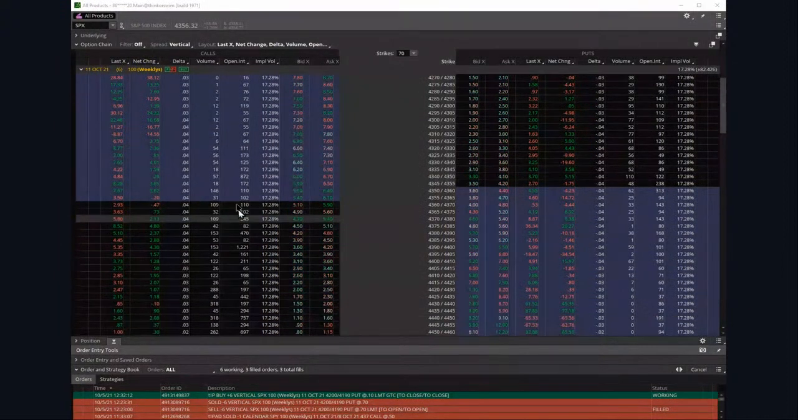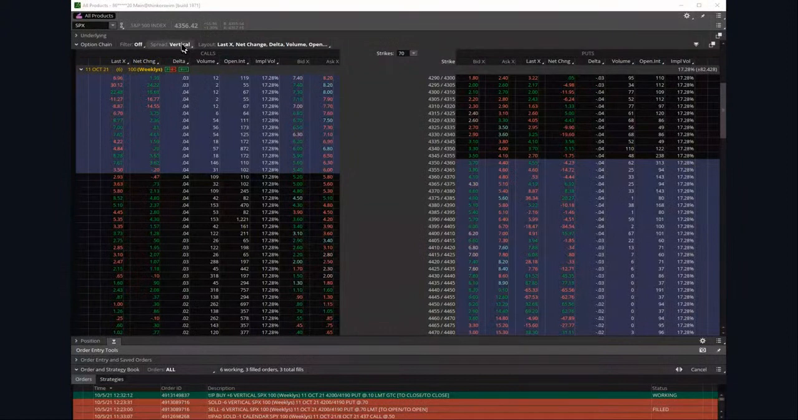Okay, so let's go back. Here, let me do it on my phone because it's just a lot faster. I'm going to go SPX options, call strikes. We're going to go to 6, and where we would put this one.